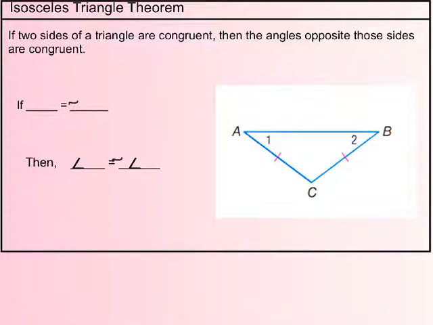So if two sides of a triangle are congruent, then the opposite angles are those sides are congruent. So what does that mean? That's a lot of mumbo jumbo. So first of all, this is supposed to be the congruent symbol. I don't know why it's like off-kilter like that.